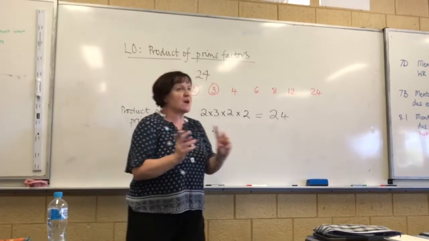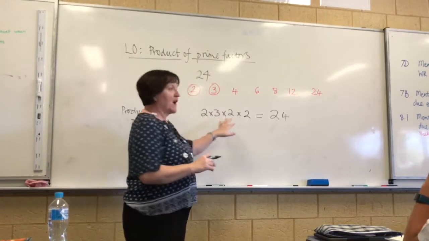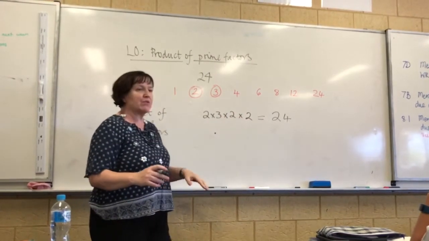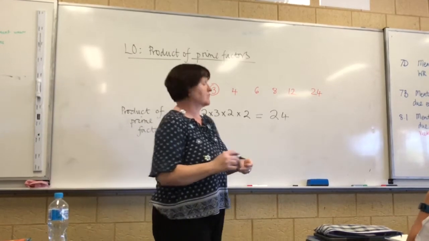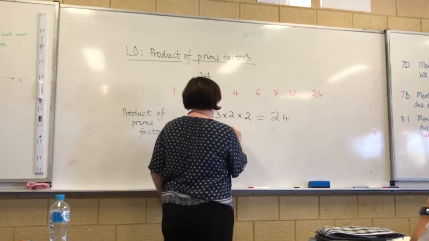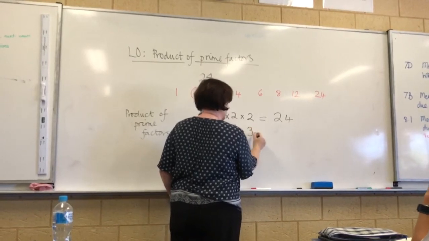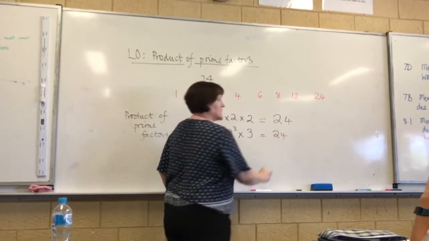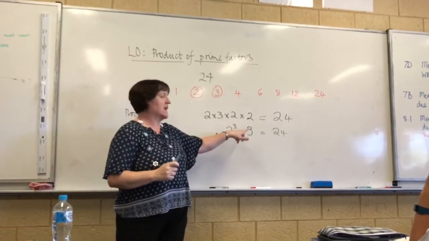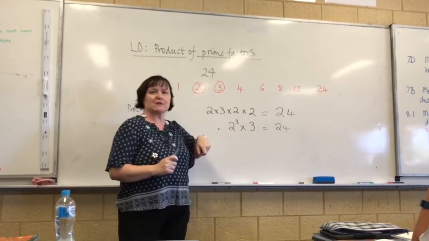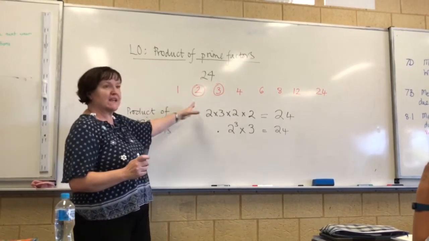Now, we've also been learning about index numbers, haven't we? And that's fine, we can write it like that, but can anyone think of a neater way of writing it? Zach? 2 to the power of 3 times 3, that's right. Well done. Now, if you put 2 to the power of 3 times 3 into your calculator, you would get 24. Okay? So that is the two ways of writing it.